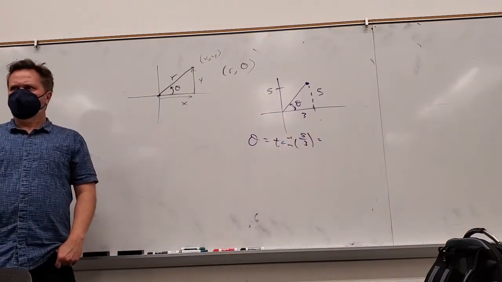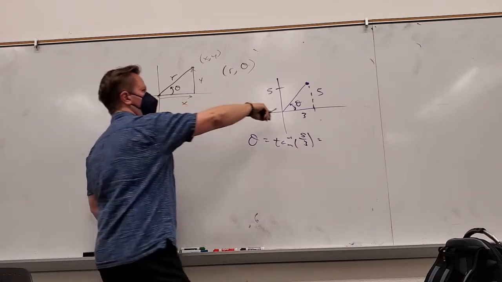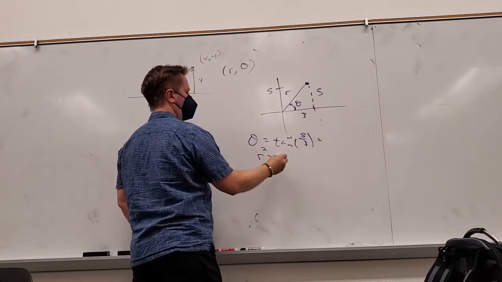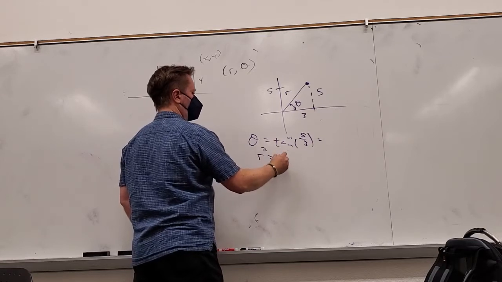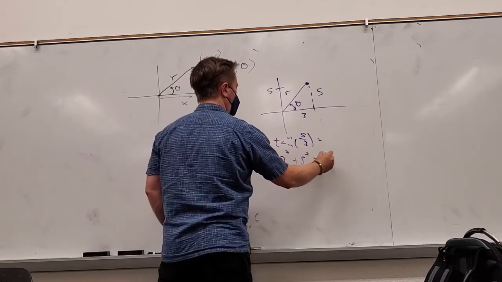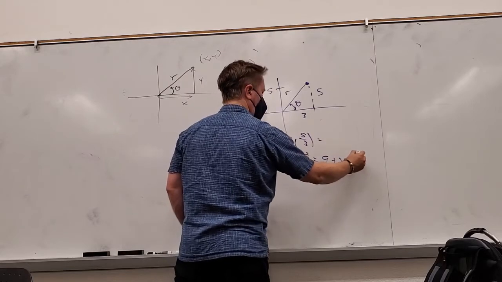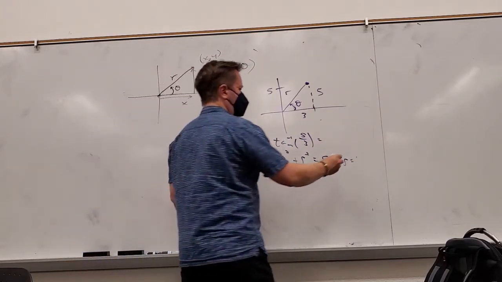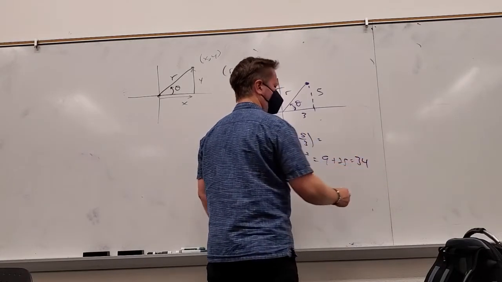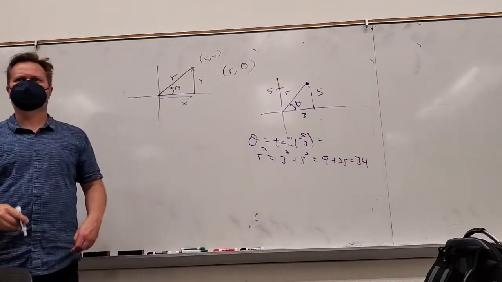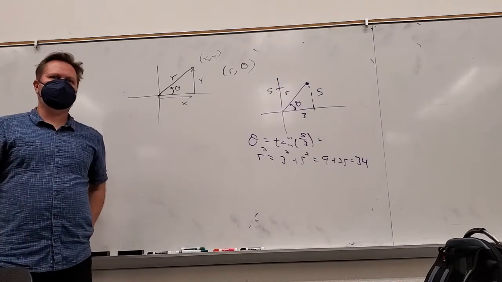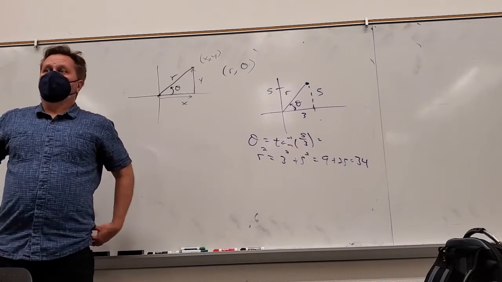And how do you get the distance? Pythagorean theorem. So r squared would be 3 squared plus 5 squared, 9 plus 25, which is 34. So r is root 34.